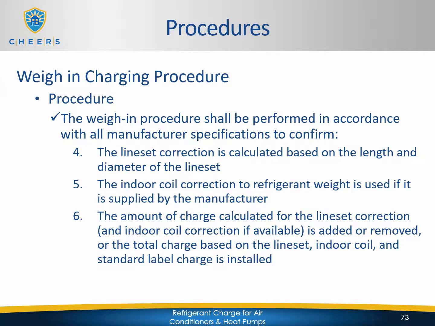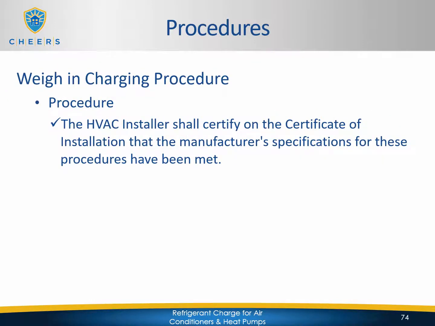The line set correction is calculated based on the length and diameter of the line set. The indoor coil correction to refrigerant weight is used if it is supplied by the manufacturer. And last, the amount of charge calculated for the line set correction, which includes the indoor coil correction if available, is added or removed, or the total charge based on the line set, indoor coil, and standard label charge is installed. The HVAC installer shall certify on the certificate of installation that the manufacturer specifications for these procedures have been met.